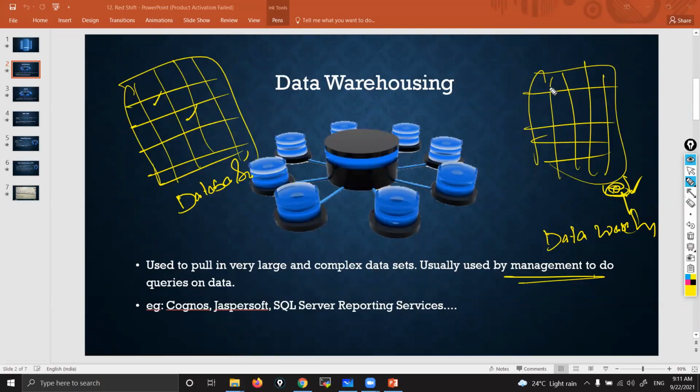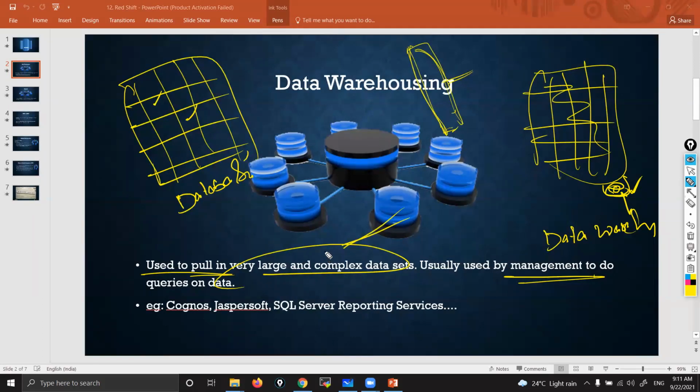So when you get the data after doing larger calculations, suppose I want total profit, then they take total sales, whatever selling happens, and the final, so that's how they get profit, right? They get that data after doing larger calculations. See here, use it to pull in very large and complex data sets: total profit, total cost incurred, total expenditure, total loss, in the last 1 month, 2 months, like that. It's usually used by management to do these queries. That's what we call data warehouse. How you are pulling the data differs between database and data warehouse.